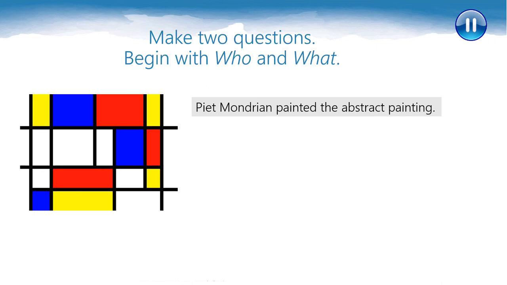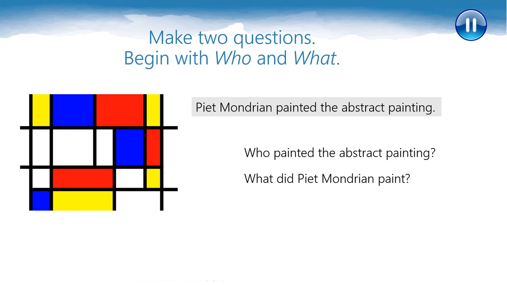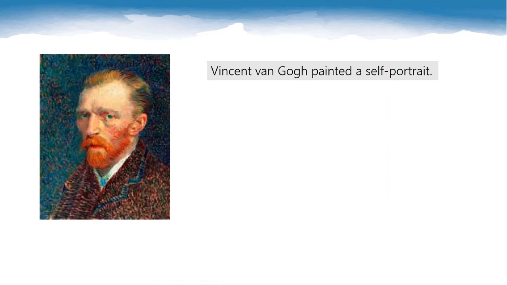Welcome back. I hope you have something like this. Who painted the abstract painting? And what did Piet Mondrian paint? Well done. And here is another example for you. Vincent van Gogh painted a self-portrait. So copy the sentence and make two questions. Begin with who and what.